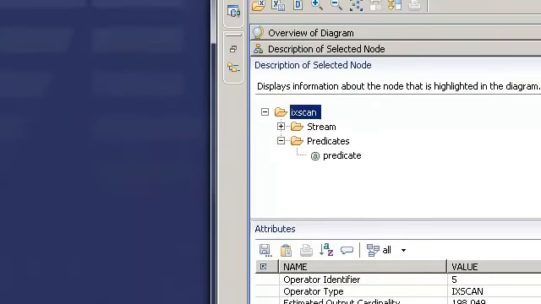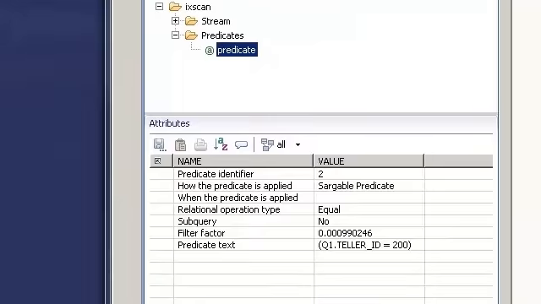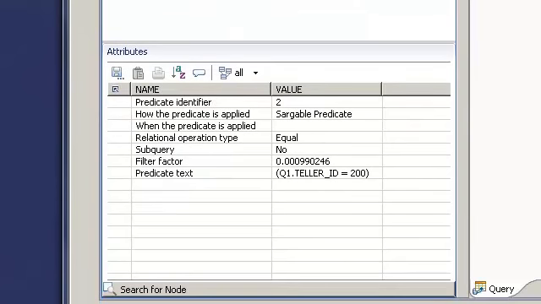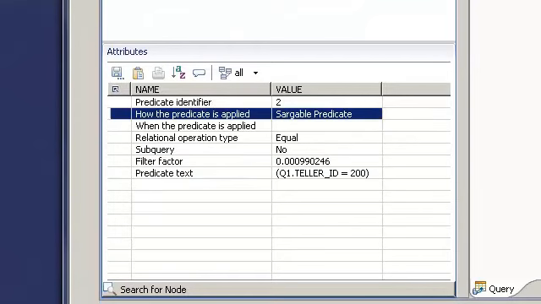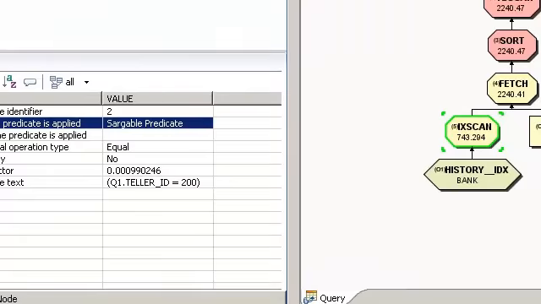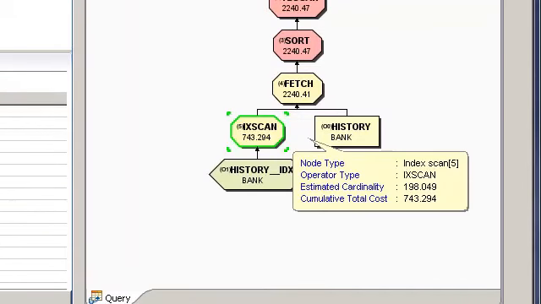When we look at the predicate that's being used for the index scan, well, it's the teller ID equals 200. We have the filter factor here, showing how many are going to match. So it's just under 1 per 1,000. The type of predicate it shows as a sargable predicate. That means that as it scans the index, so it'll be a complete index scan, it will actually look at the second column in the index to see if the teller matches. So it's not a very efficient use of an index to find the matching rows.